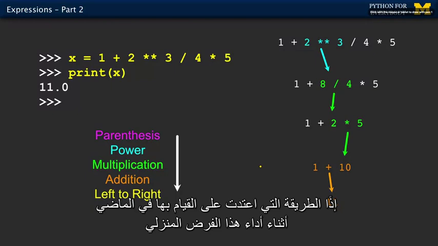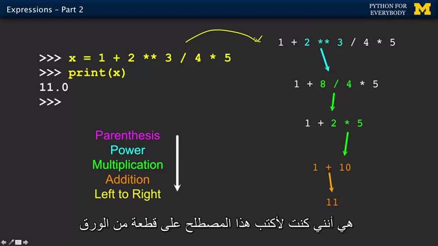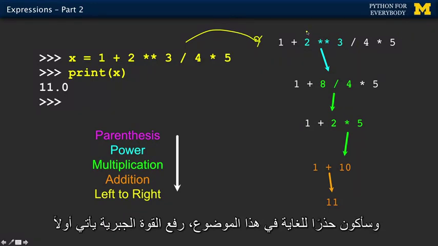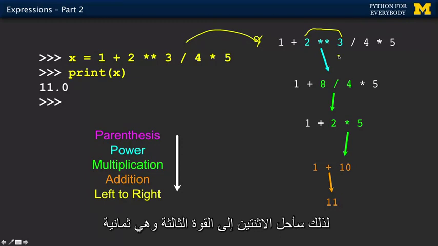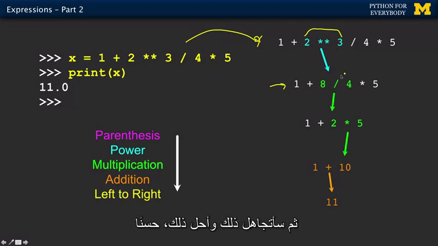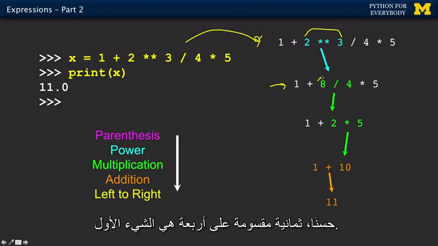So the way I used to do these back in the day when I was doing this homework is I would write the expression down on a piece of paper, and then I would look through it and figure out what the first thing was, and I'd be very careful about this. I'm like, okay, exponentiation happens first, so I'll do the 2 to the third power, which is 8, and then I'll rewrite the whole thing, 1 plus 8 divided by 4 times 5, and then I would forget about this one, and I'd look here and go like, okay, what's the first thing here? Well, 8 divided by 4 is the first thing there.